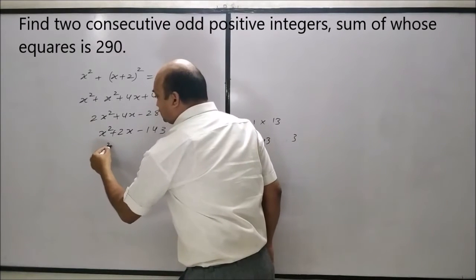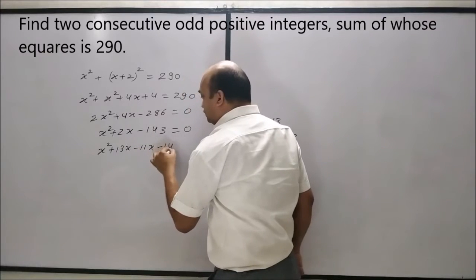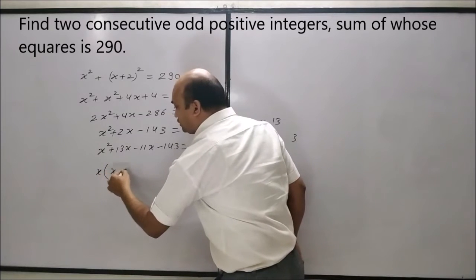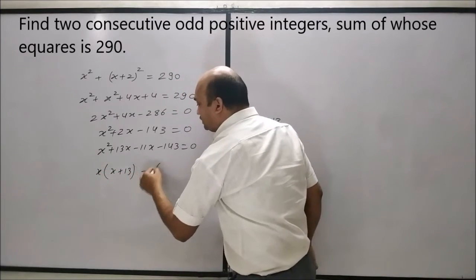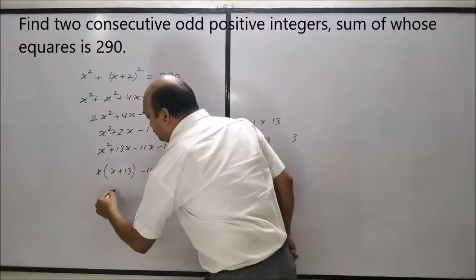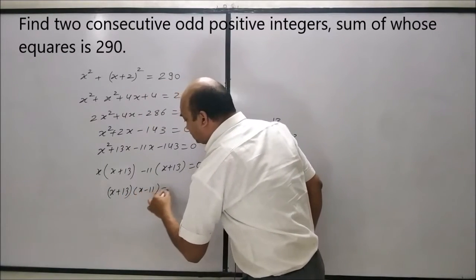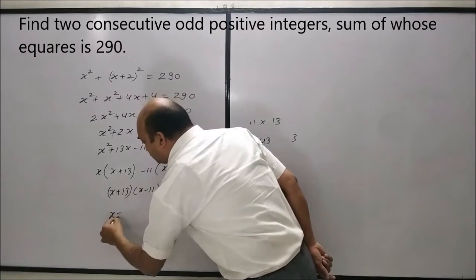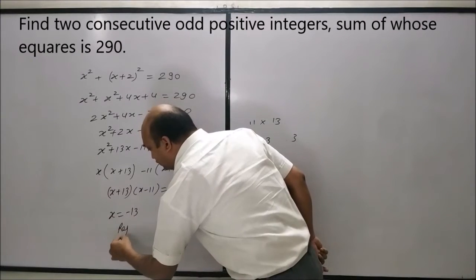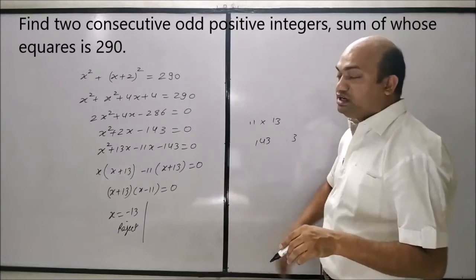So we can write x square plus 13x minus 11x minus 143 is equal to 0. From the first two terms, we take x common, it is x into (x plus 13), and from the last two we take minus 11 common, this also gives (x plus 13) is equal to 0. Now we take (x plus 13) common, and the other bracket will be (x minus 11), equal to 0. If we compare the first bracket with 0, we will get x as minus 13, which we will reject because the question asks for positive consecutive integers, so the negative value we reject.